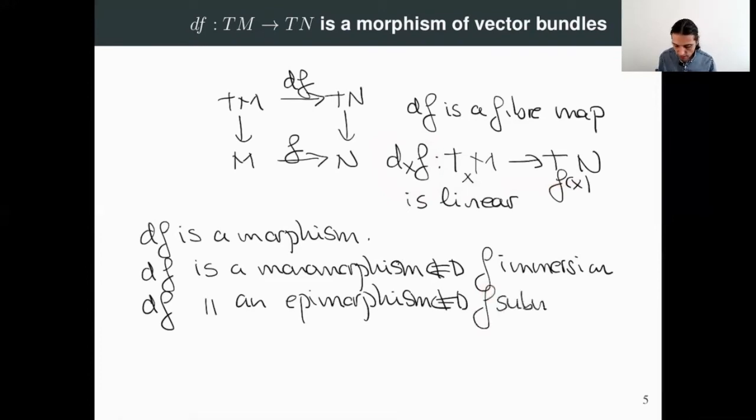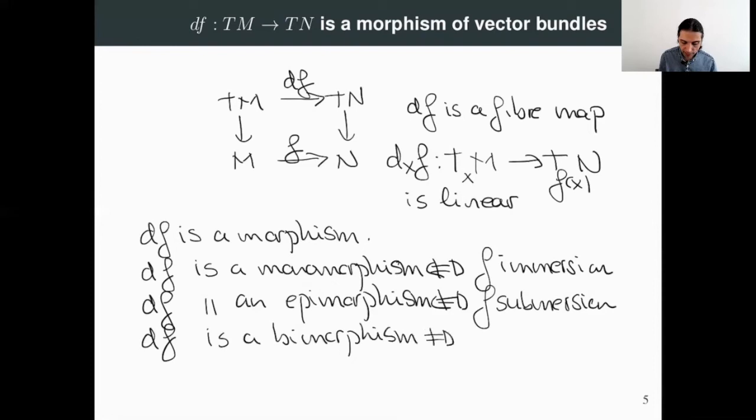So we can translate these new properties that we defined for fiber maps in terms of properties that we know well for the map F. Obviously, dF is a bimorphism if and only if it is a monomorphism and an epimorphism. So if and only if F is an immersion that is also a submersion.